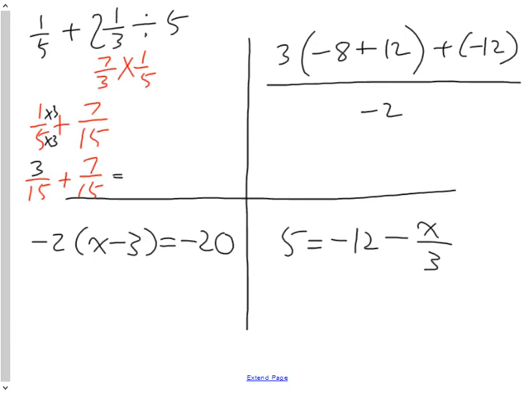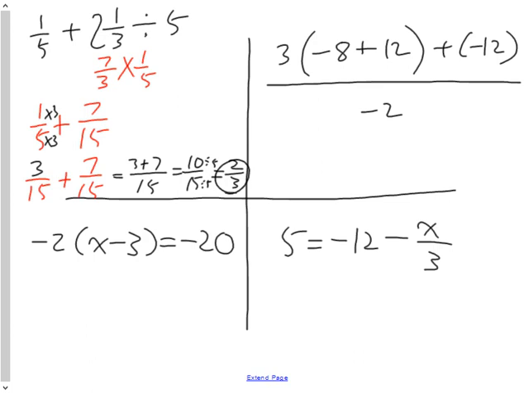Now that you have them as common denominators, keep the denominator, add your numerators, and your final answer will be 10 over 15. But in lowest terms, since both are divisible by 5, your answer will be 2/3. So 10/15, or in lowest terms, 2/3.